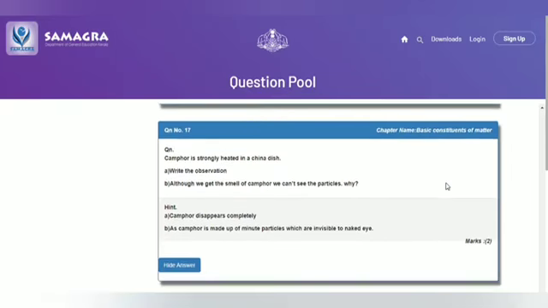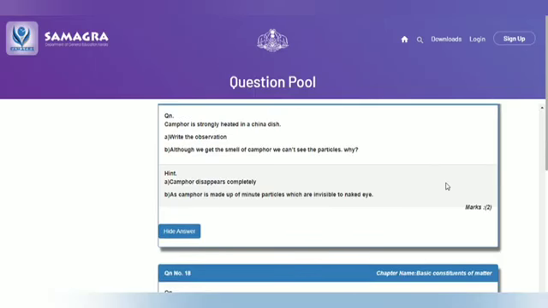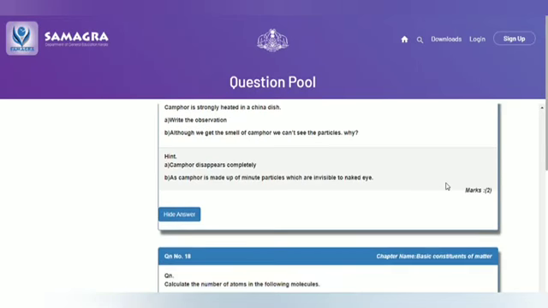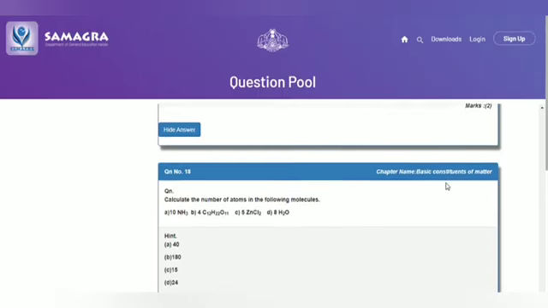17th question. Camphor is strongly heated in a china dish. Write the observation. Camphor disappears completely. Although we get the smell of camphor, we cannot see the particles. Why? As camphor is made up of minute particles which are invisible to the naked eye.